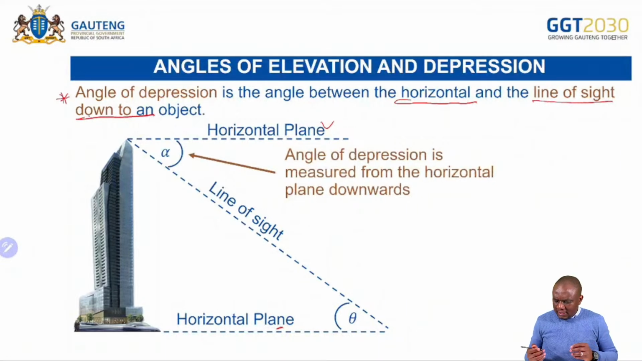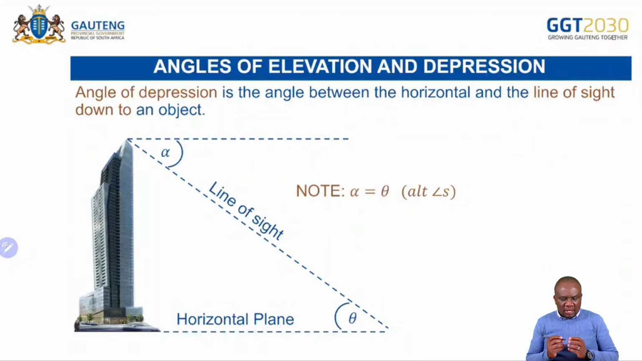Right, welcome back. Now, I want us to compare these two. If you actually look at these two angles, the angle of depression and the angle of elevation, you see that these angles are actually alternate angles, because the horizontal planes here are parallel to each other. So these two angles are alternate angles. So angle of depression will be equal to the angle of elevation. Right, let's go to our first example.